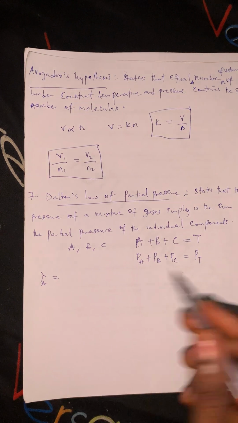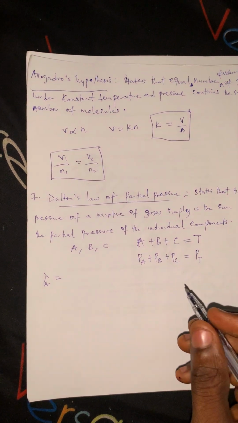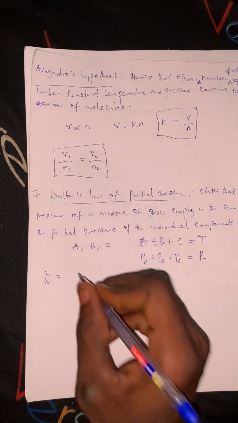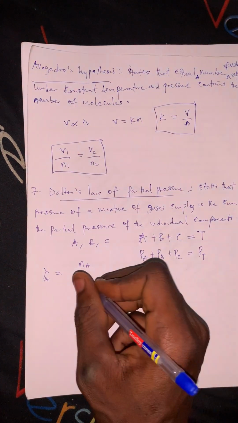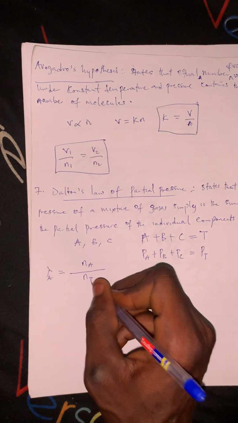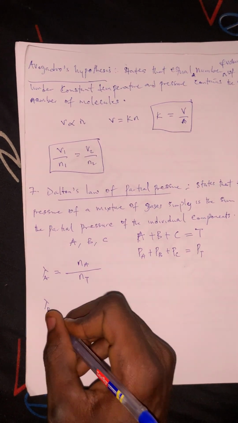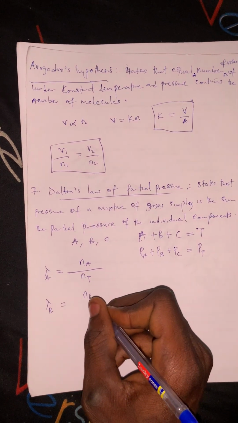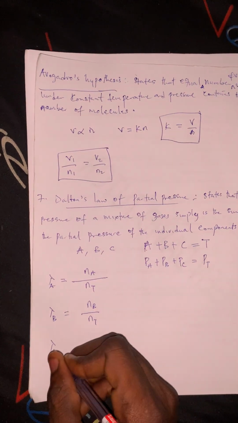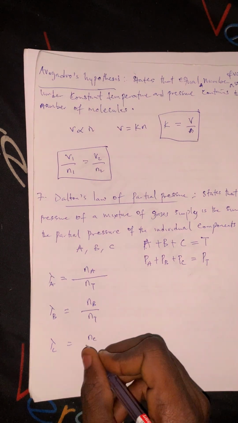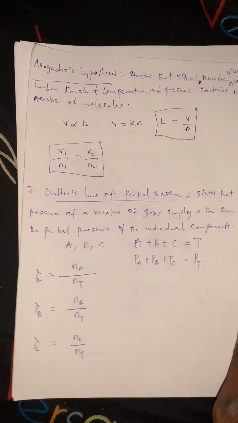The mole fraction of the substance A will be equal to the number of moles of A over the total number of moles. The mole fraction of B will be equal to the number of moles of B over the total number of moles. The mole fraction of C will be equal to the number of moles of C over the total number of moles.